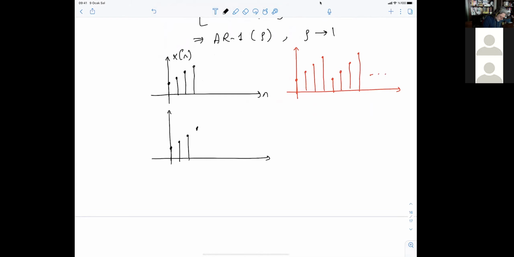So I fold it and have this signal. And then I periodically replicate this one. Like this. Sorry for the mess. It goes on to the left and to the right. Now I have a different signal. I will call this new signal x tilde of n.